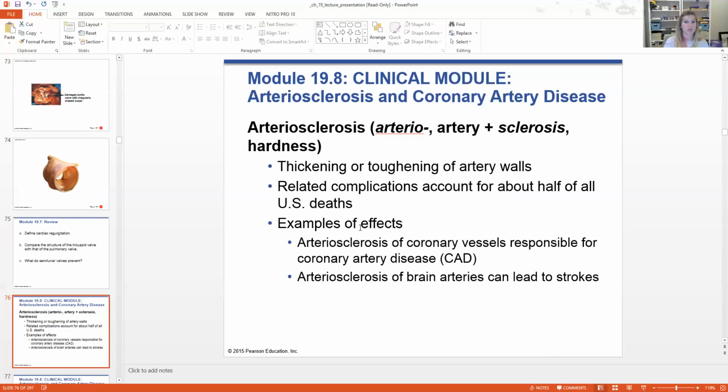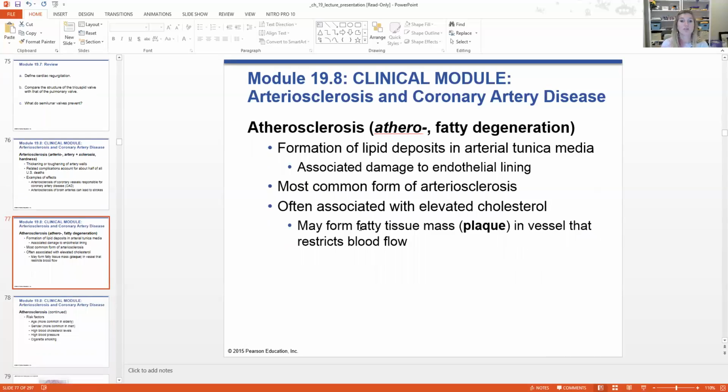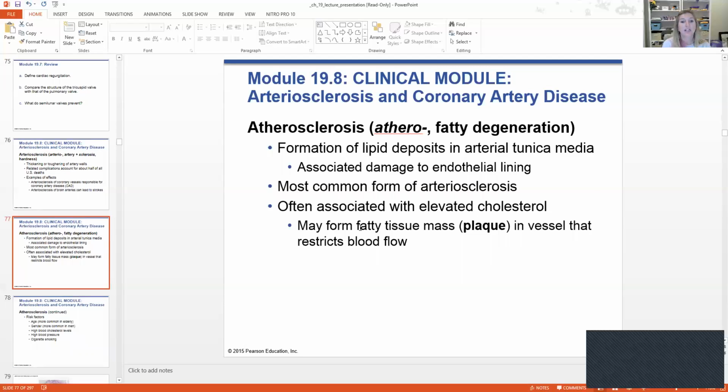So arteriosclerosis of the coronary vessels is responsible for coronary artery disease or heart disease. Arteriosclerosis of the brain arteries can lead to strokes. There's also atherosclerosis. Arteriosclerosis is the hardening of the arteries. Atherosclerosis is the fatty deposits within them. This can cause damage to the endothelial lining of those vessels. It's the most common form of arteriosclerosis.